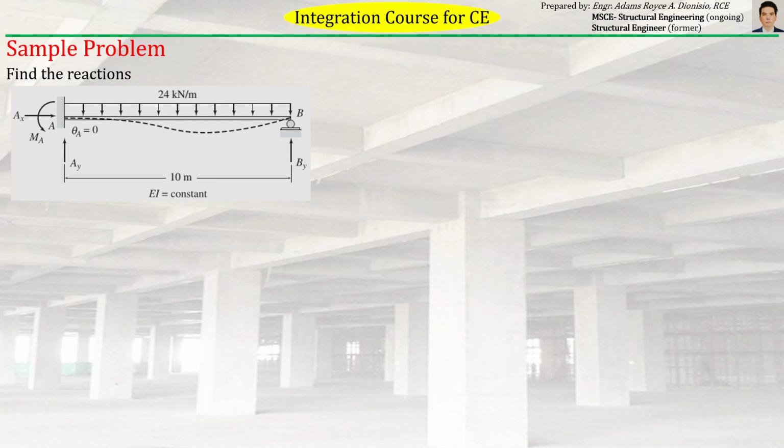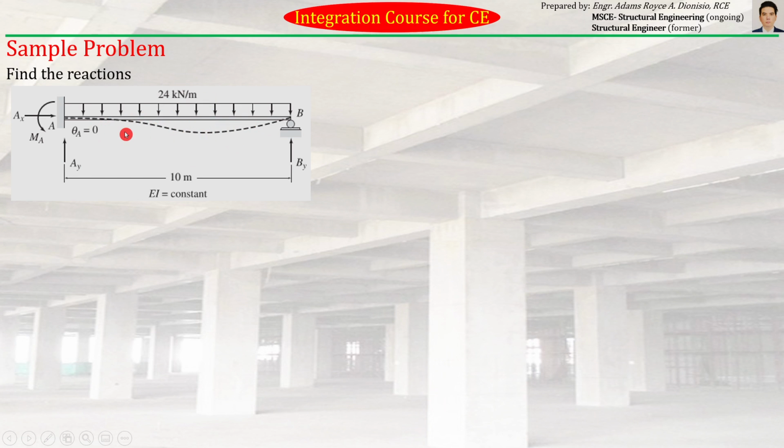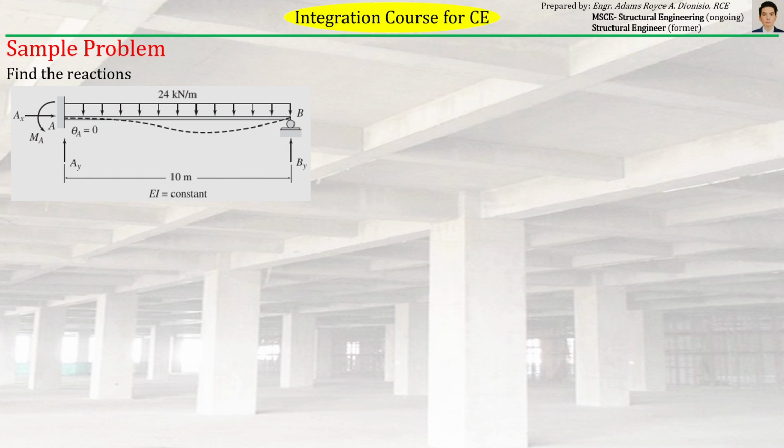So we are being tasked to find the corresponding reactions for this given figure. Okay, so we have two methods that we can employ here. We can just use formulas first. That is the easiest way to solve this problem. We can just use formulas for the reactions for a prop beam like this one. So you can just memorize formulas for common structures like this one.